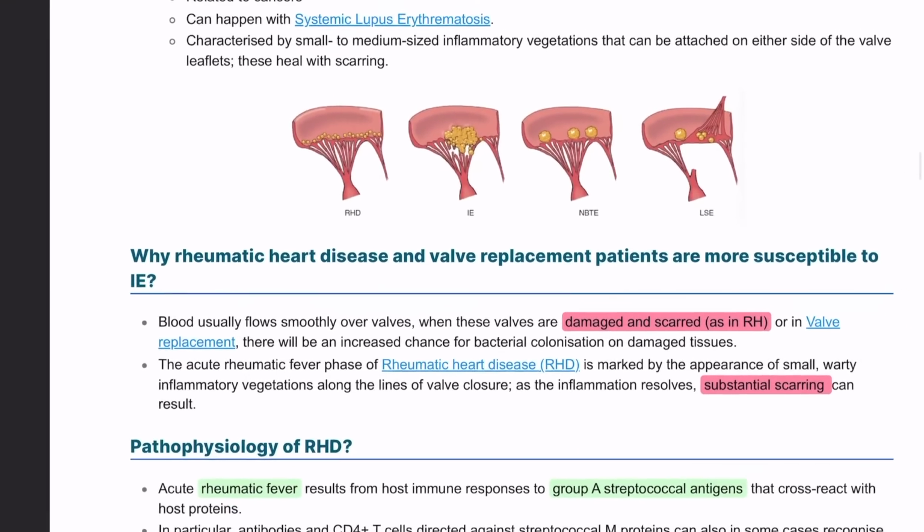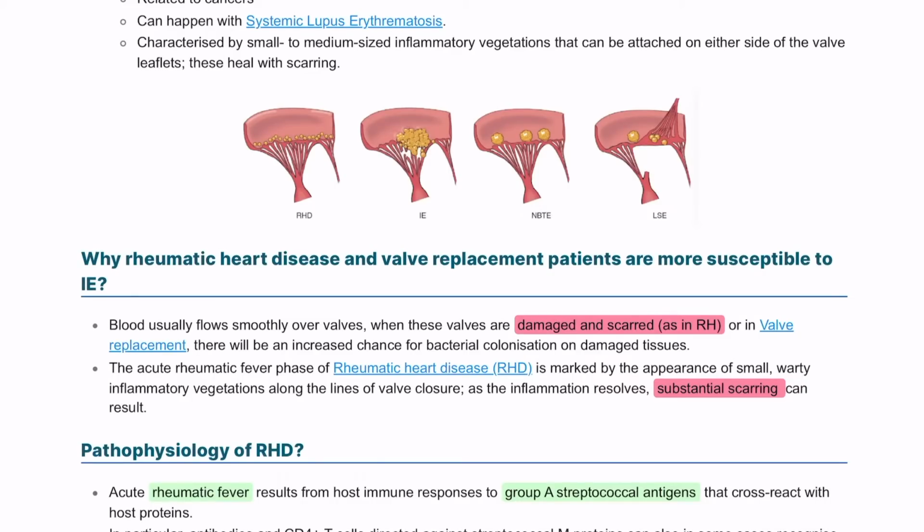Okay, so this question is asking about the rheumatic heart valve and also the valve replacement. They do have increased risk of infective endocarditis compared to any healthy patient. So these are not natural structures. Valve replacement has a foreign body inside with increased risk of accumulation of bacteria inside it. In the rheumatic heart valve, there is significant scarring, which gives space to the bacteria to accumulate in this area.